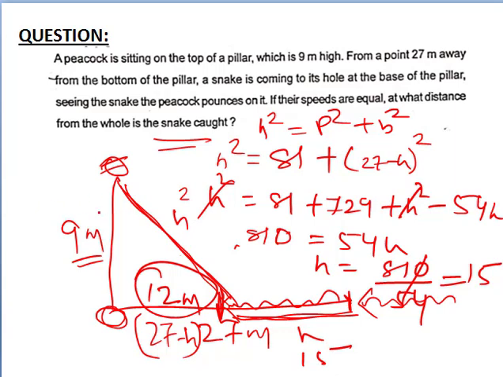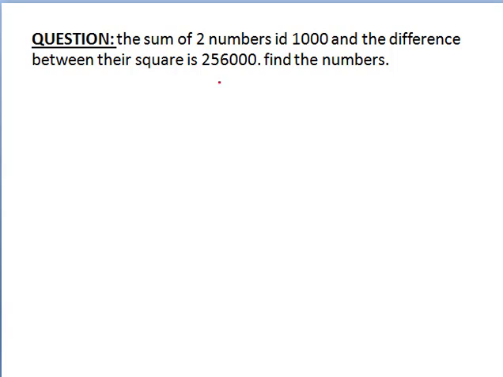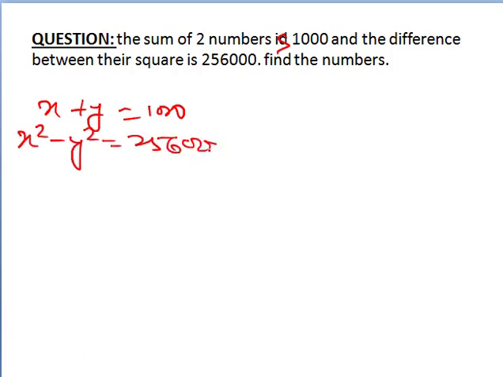So friends, welcome to the next question. The next question says the sum of two numbers is 1000. So we know x plus y is equal to 1000 and the difference between their squares is 256000. That means x square minus y square is equal to 256000.